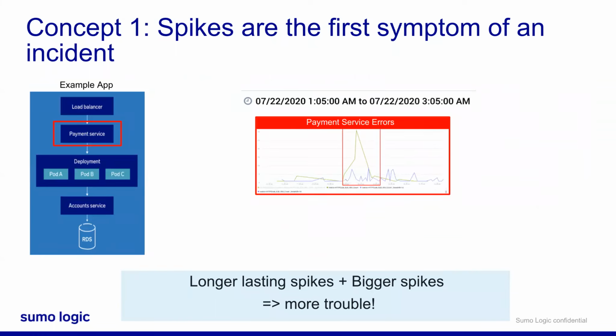As it says, spikes are the first symptom of an incident. Imagine you're managing a high-traffic e-commerce application. A spike in a crucial indicator, such as a payment service error, might be the first sign of trouble. And hopefully you agree that bigger spikes in crucial indicators imply bigger issues. So spikes can show us something is not quite right.